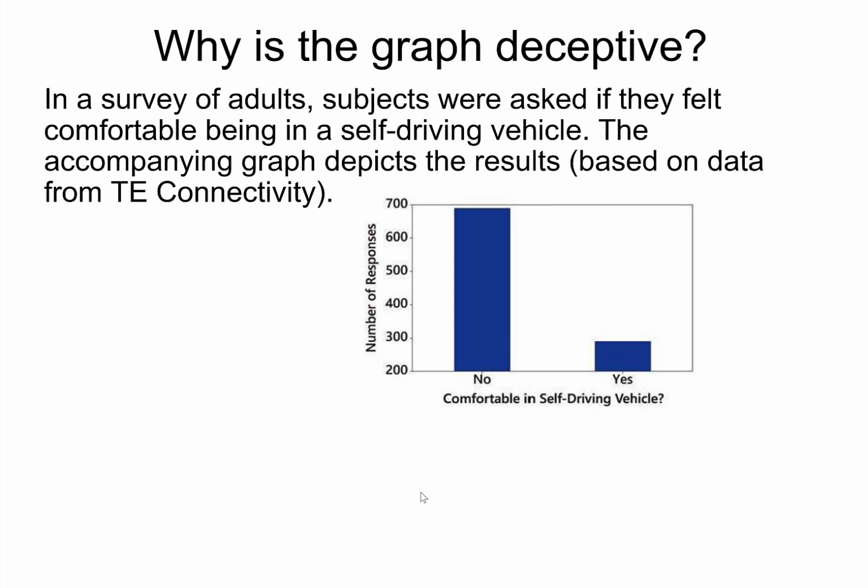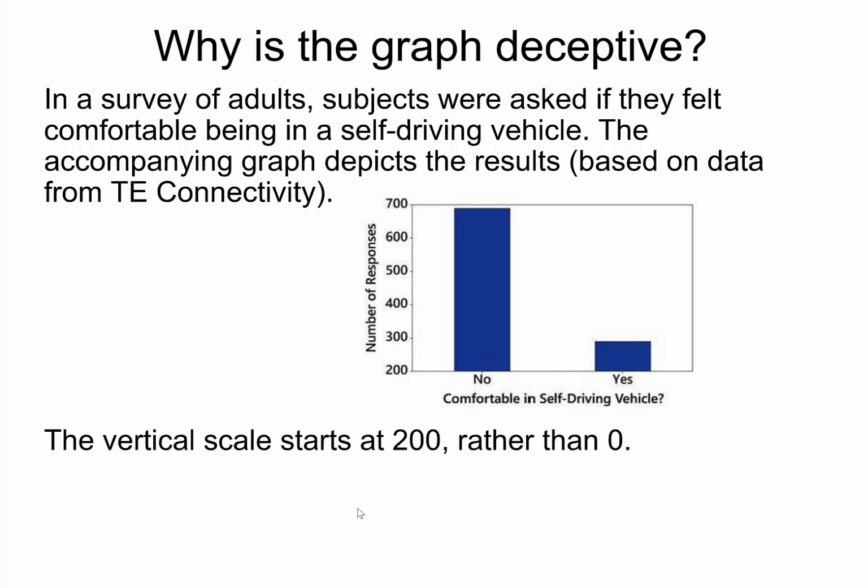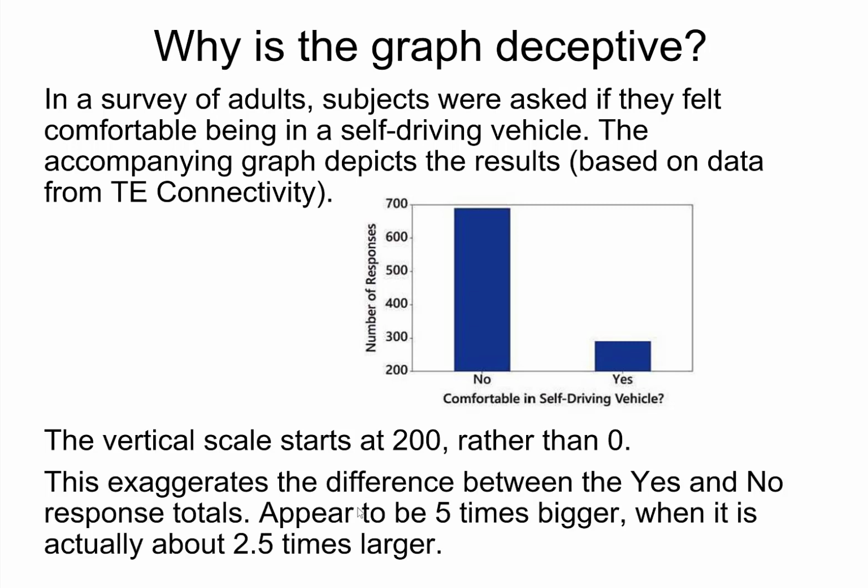Why is this graph deceptive? In a survey of adults, subjects were asked if they felt comfortable being in a self-driving vehicle. The accompanying graph depicts the results based on data from TE Connectivity. Why is it deceptive? Look at that y-axis. It starts at 200 rather than 0. It also is exaggerating the difference between the yes and no answers. It appears to be 5 times larger when it's actually only about 2.5 times larger.